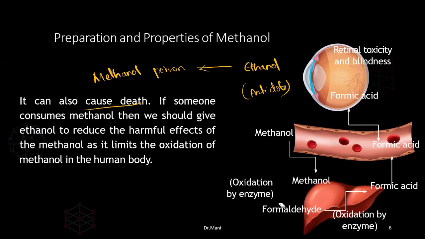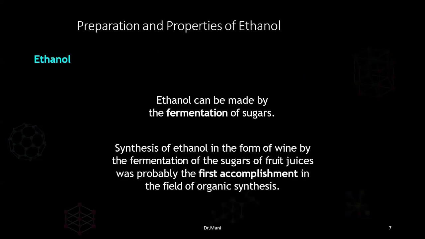Okay, so see here. Methanol can be converted into formaldehyde or formic acid. Both are very dangerous, so we need to prevent that. That can be done by giving the person ethanol. So ethanol will act like an antidote. It will prevent the methanol from oxidizing into formaldehyde or formic acid. Understood? Yes, sir.